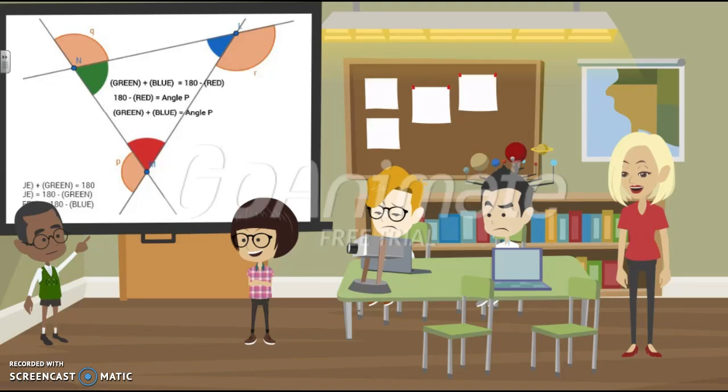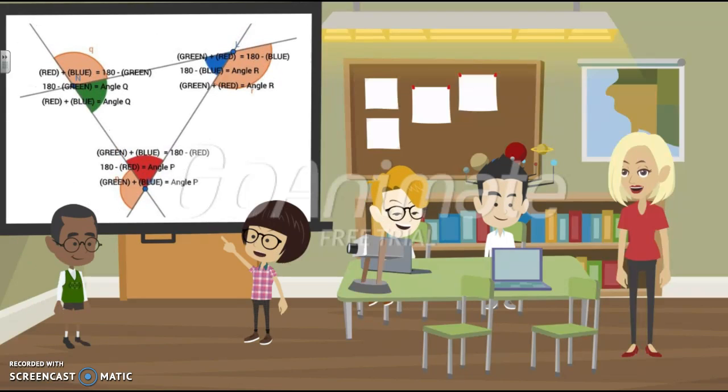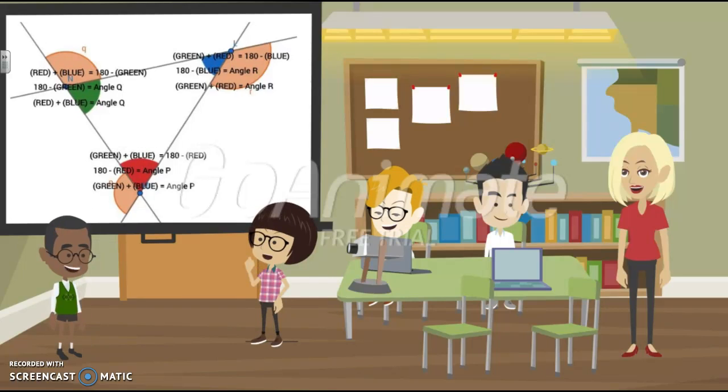Here we are showing that angle P and the red angle make a straight line, which is 180 degrees. When you subtract the red angle, you are left with angle P. Since the triangle has 180 degrees inside, when you subtract the red angle you are left with green and blue. That means angle P is equal to the sum of the green and blue angles. The same is true if you take away the green angle and the blue angle. Angle Q is equal to red plus blue, and angle R is equal to red plus green. That means that an exterior angle is equal to the sum of the interior angles across from it.